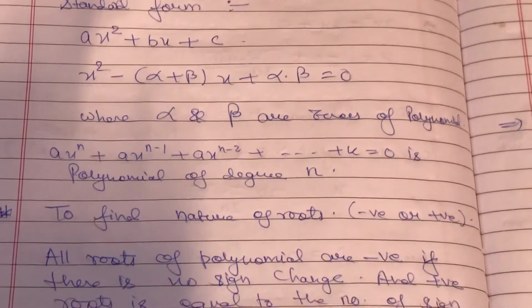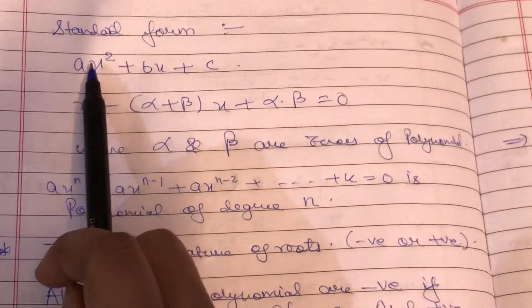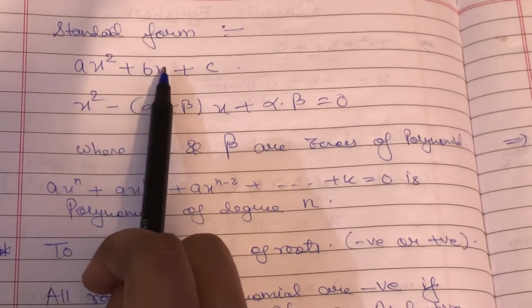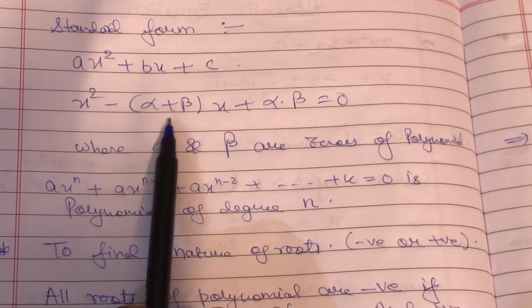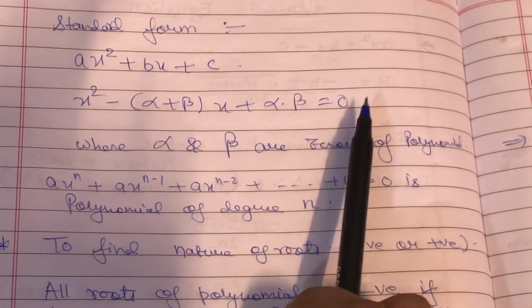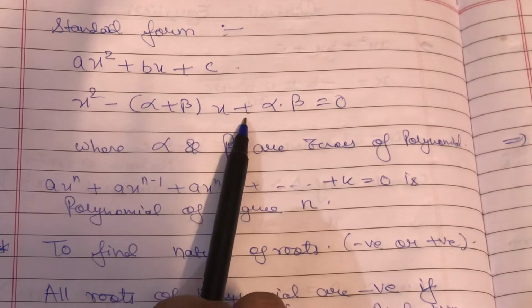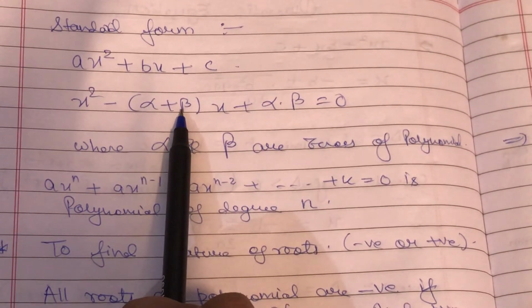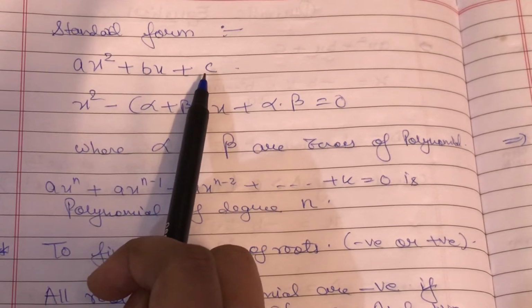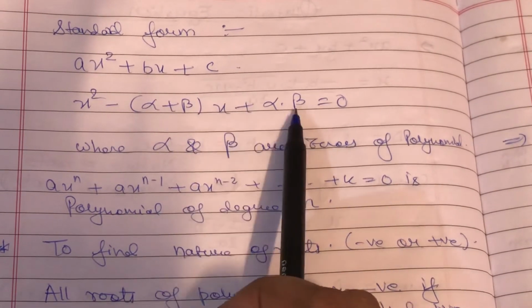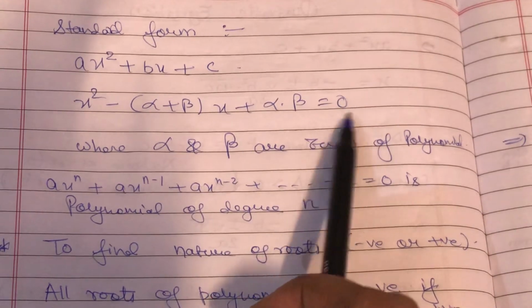Now another thing is, we know that the standard form of a quadratic equation is ax squared plus bx plus c. Also, in the form of sum of zeros and product of zeros, we can write it like this. This is already in your syllabus: suppose alpha and beta are the zeros of the polynomial, then we can write the standard form of the equation as x squared minus (alpha plus beta) x plus alpha times beta equals 0, right?